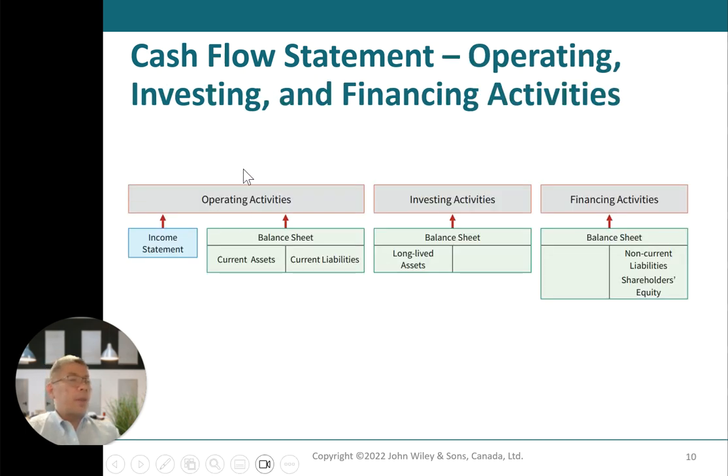Operating activities involve the income statement and the balance sheet, that is current assets and current liabilities. Investing activities involve the balance sheet and the long-lived assets. Financing activities involve the balance sheet, which is non-current liabilities, as well as shareholders' equity. These are the classifications.